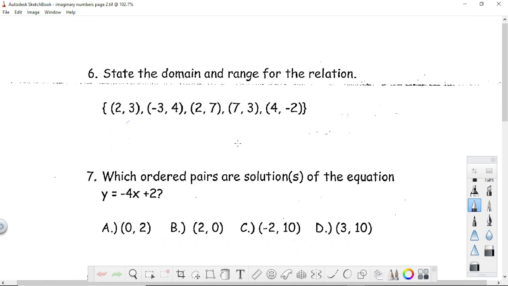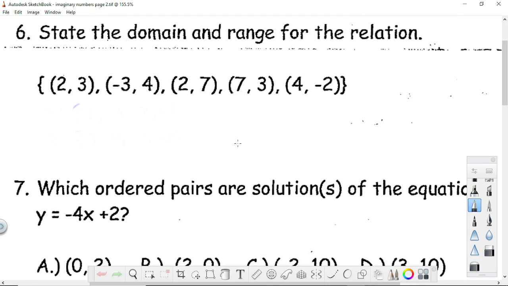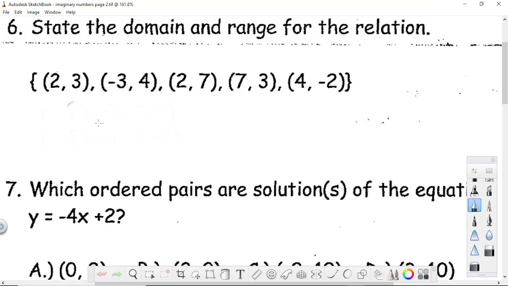Okay, it says state the domain and range for the relation. This is another one like we did before. You just list all those x values, which is 2, negative 3, 2, 7, 4. I wrote 2 down twice, didn't I? So let's go back. 2, negative 3, and then we don't need to put 2 again, and then 7 and 4. Okay, 2, negative 3, 7, 4.